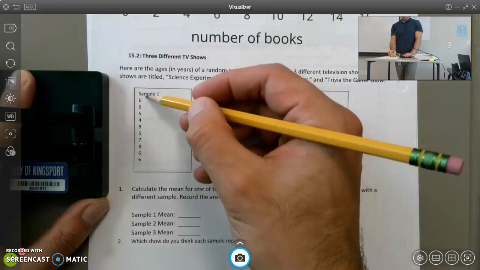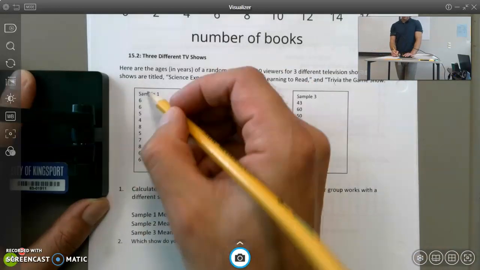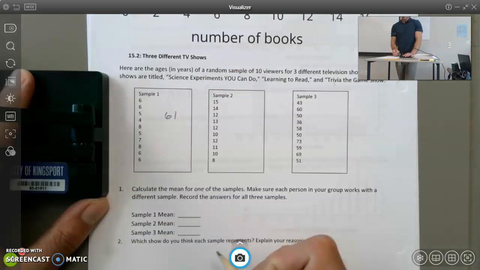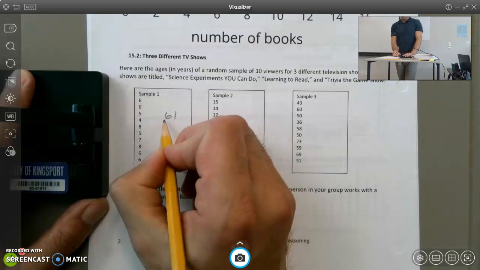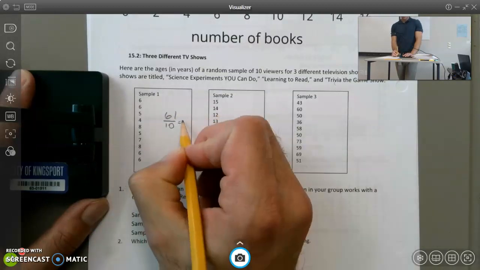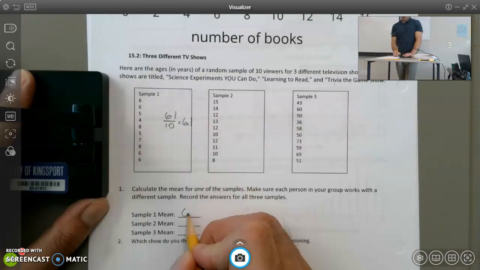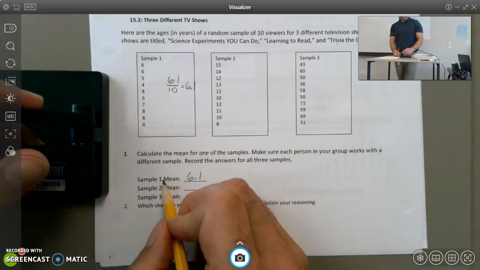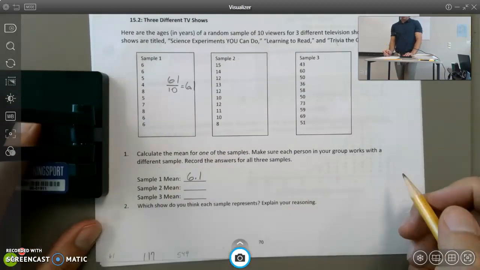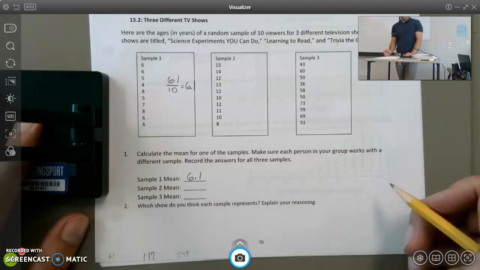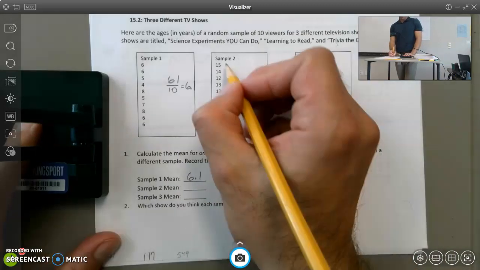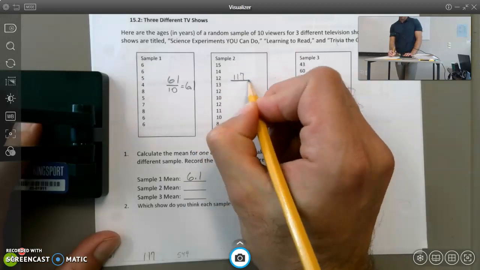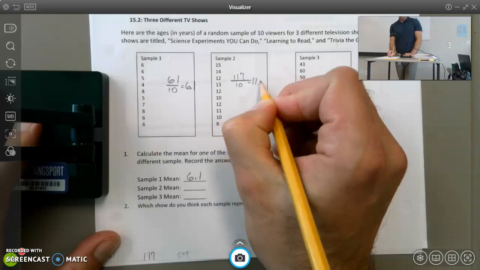For sample 1, I would need to add all of these up together, and when I do, I get 61. I went ahead and did that for us. There are 10 of these, so if I divide this by 10, I get an average of 6.1. So for the mean of sample 1, the first show, the average is 6.1. For sample 2, if you add up these 10 people surveyed, their collective age is 117, divided by 10, and you would get an average age of 11.7.